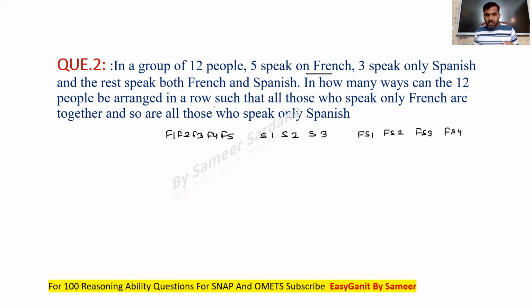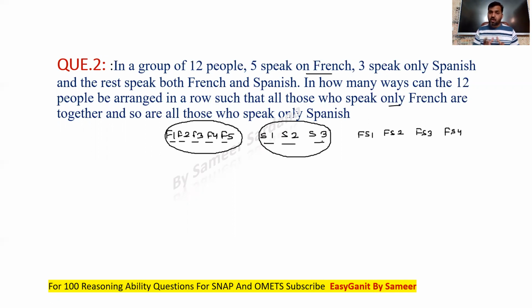Now, in how many ways can the 12 people be arranged in a row such that all those who speak only French are together? So these are the people who speak only French. I want all of them to be together. So I would treat all these 5 people as a single unit, right? Similarly, all those who speak Spanish should also be together. So therefore, I'll also treat them as a single unit. People who speak French and Spanish, they may or may not be together. It's not given that people speaking French and Spanish should be together. So I will treat them as individual units.